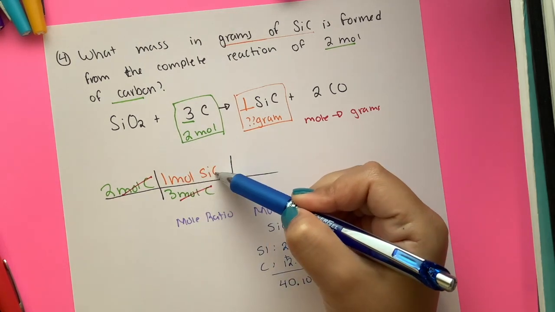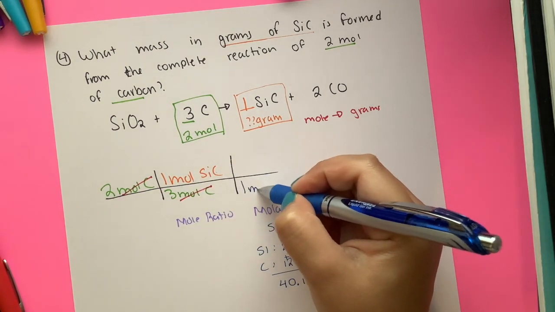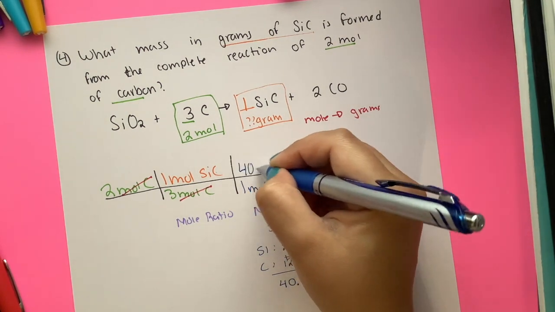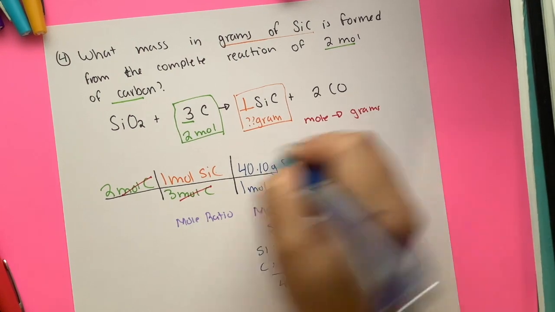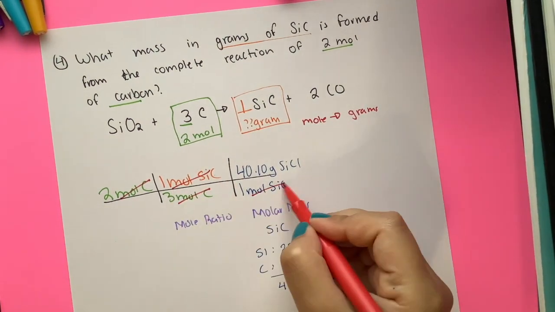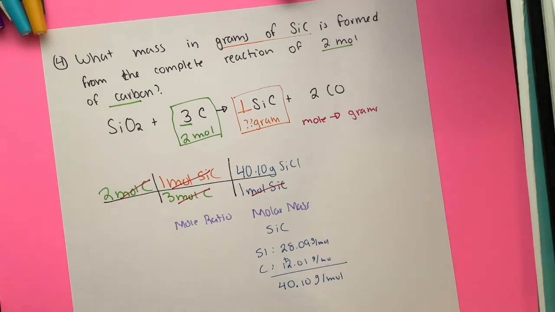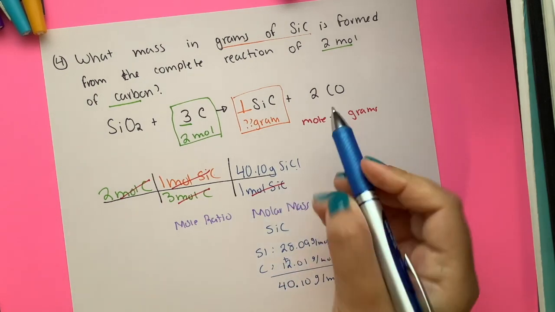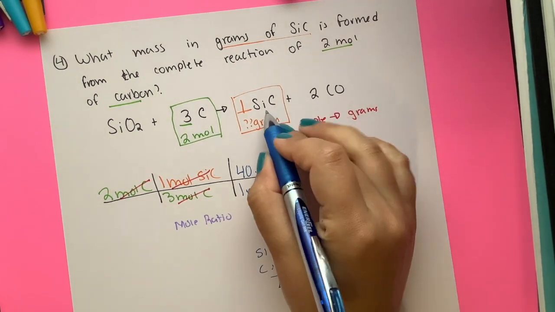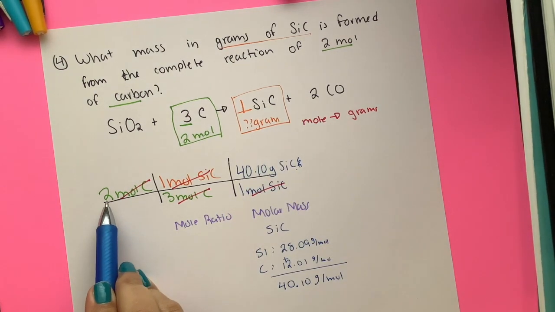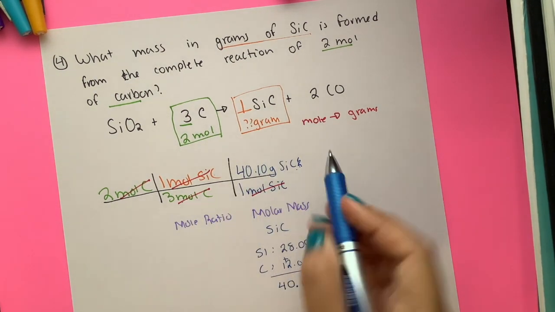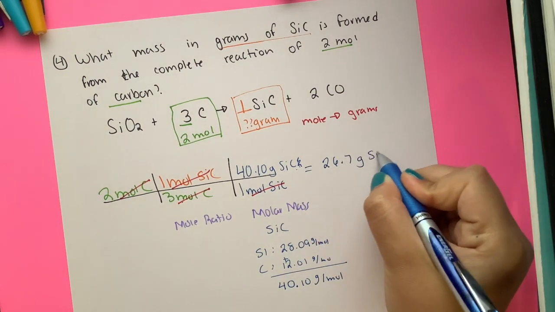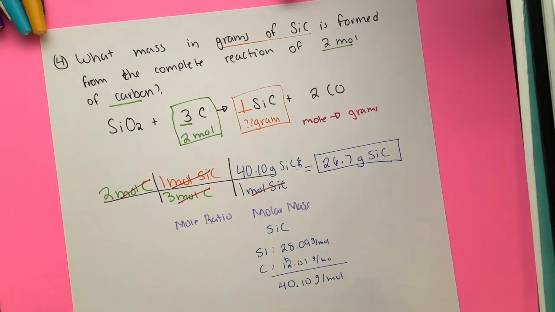Now, since I have moles on top, down here I want 1 mole of SiC, and on top I'm going to write the mass, 40.10 grams. Then I'm going to take my time and actually cancel out the units that cancel. The only unit that's not crossed is grams of SiC, and that's what they're asking me to find. So I take my calculator, 2 divided by 3, multiplied by 40, and that gives me 26.7 grams of SiC, and that is my final answer.